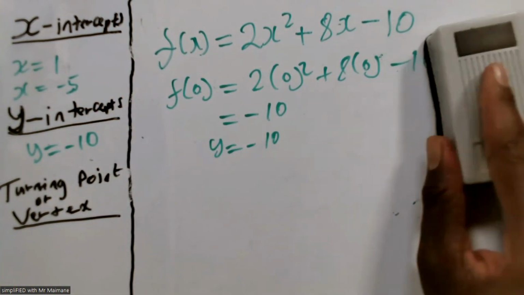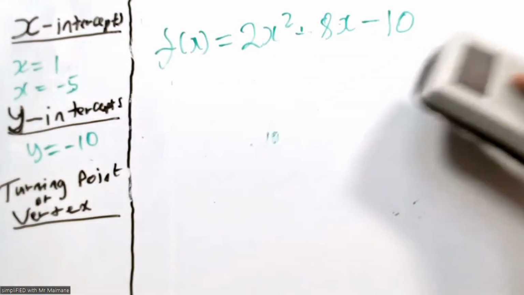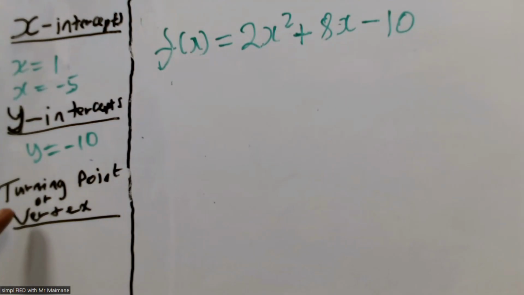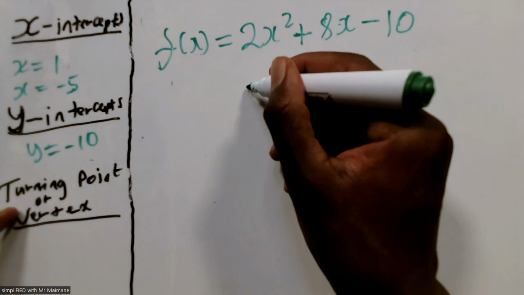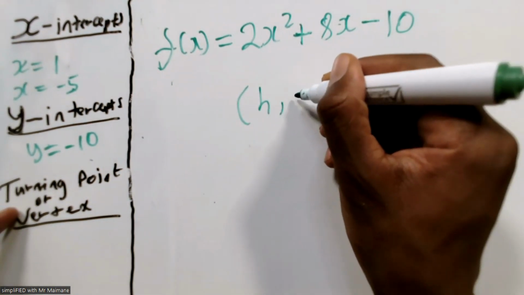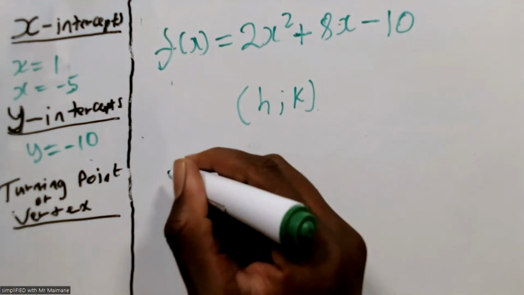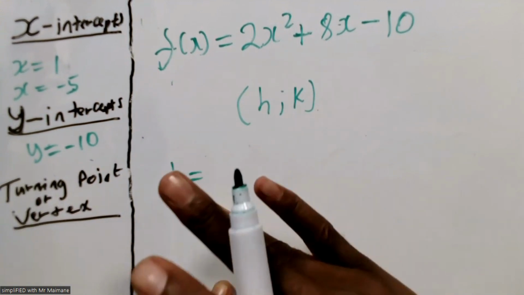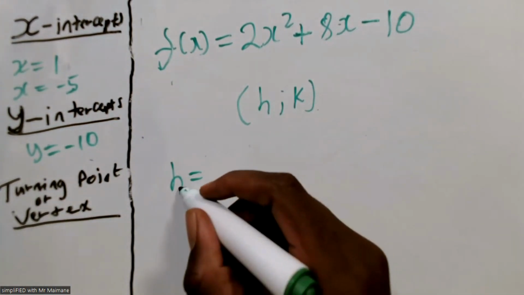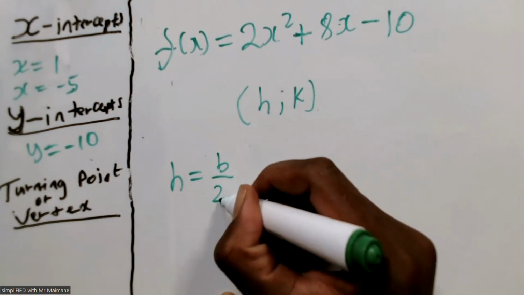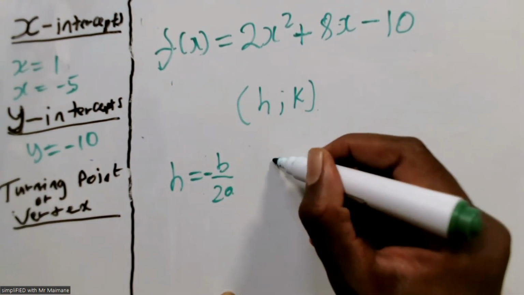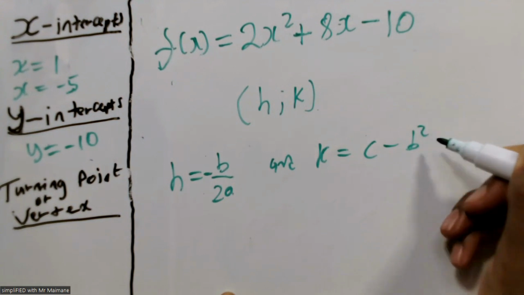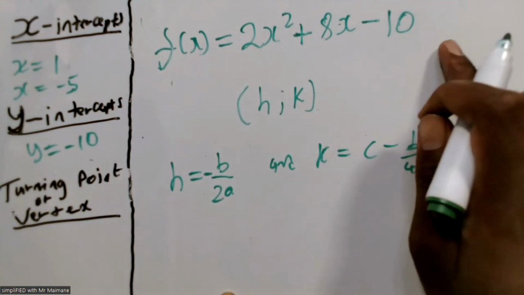The next thing I have to do now is to get my turning point. To get my turning point, I can use 2 ways. I know that the turning point, which is the vertex, is given by h and k, where h is equal to negative b over 2a, and k is equal to c minus b squared over 4a. I can just go straight then substitute.